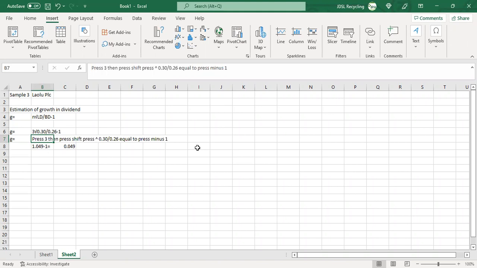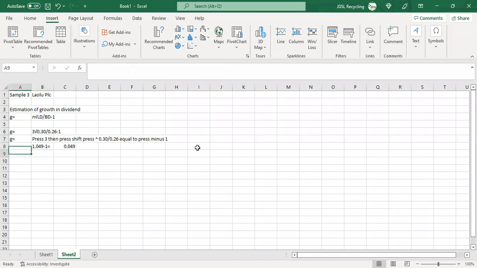After that, press 0.30 divided by 0.26. Have we done that? Yes, 5.347. 1.049, after pressing the equals sign. Then 1.049 minus 1 will give you what? 0.049. All right. I hope we all get this now.